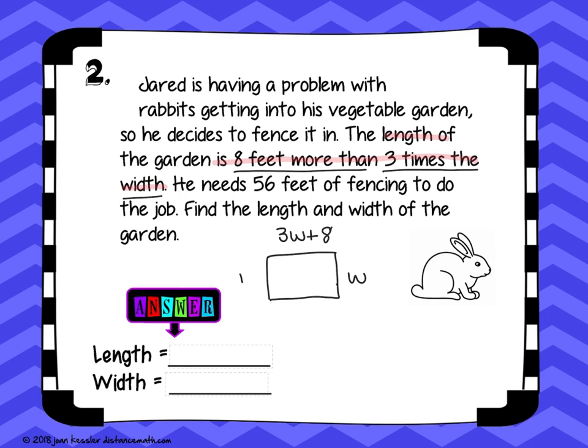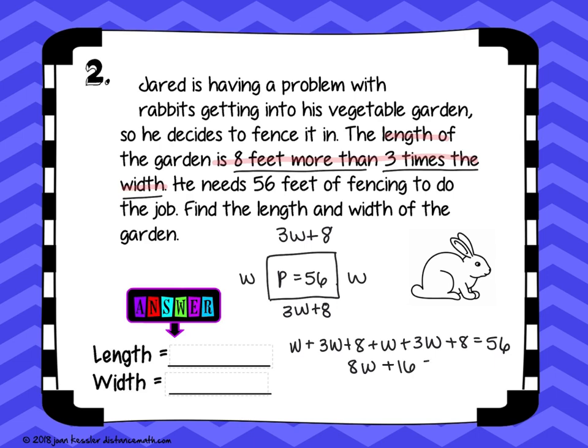Again, rectangles opposite sides are going to be the exact same. And the perimeter, we're told, is 56. So I just want to add all those together. W plus 3W plus 8 plus W plus 3W plus 8 equals 56. If I combine like terms, I get 8W plus 16 equals 56.